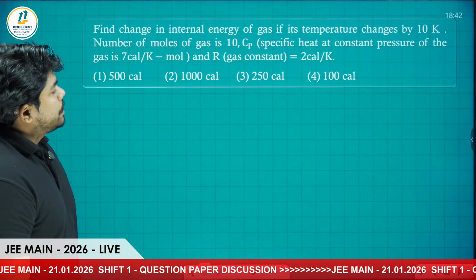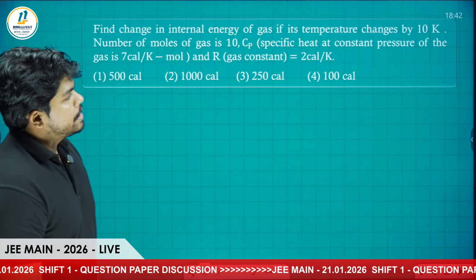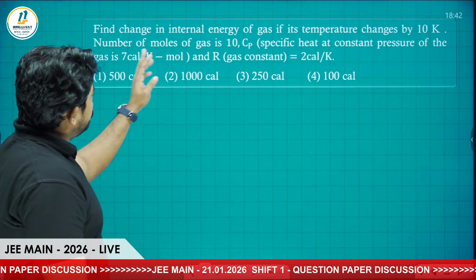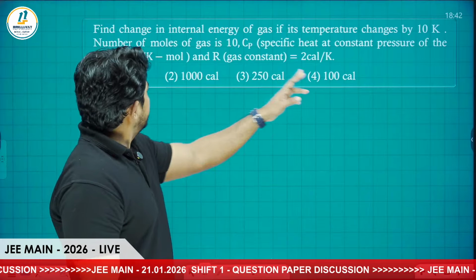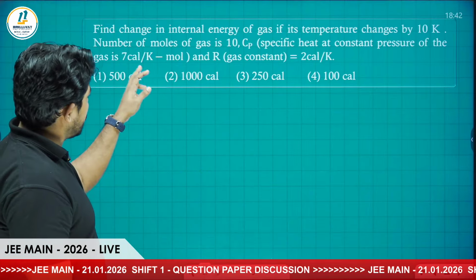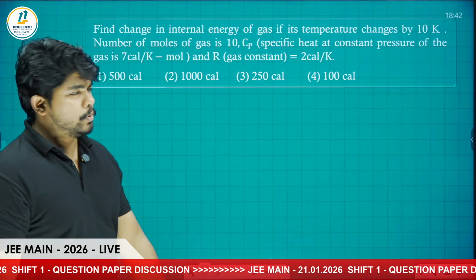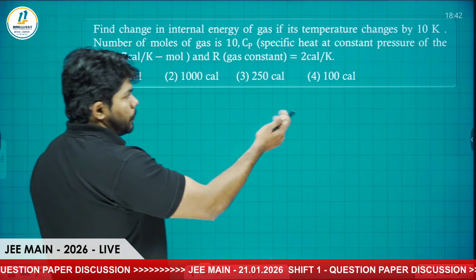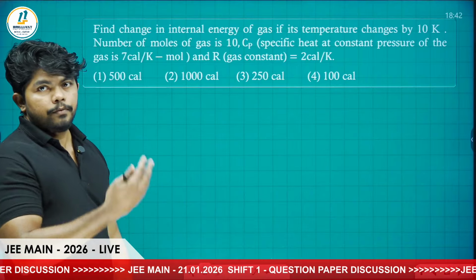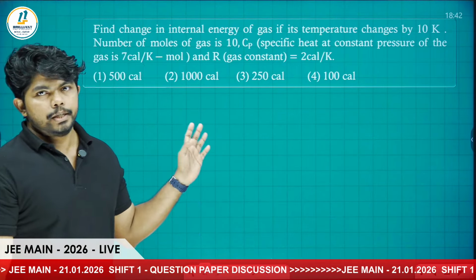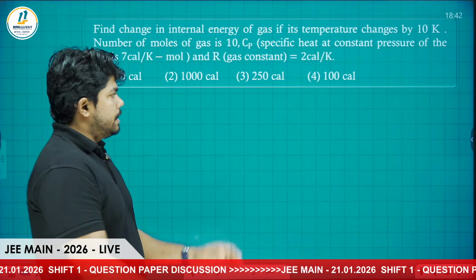Find the change in internal energy of a gas if its temperature changes by 10 K, that means 10 Kelvin. Number of moles of the gas is given. Cp is given as 7 calorie per Kelvin mole, and R is also given as 2 calorie per mole. This is also a very easy question in thermodynamics. Usually students are very frightened about the questions coming in thermodynamics, but this is actually very easy.